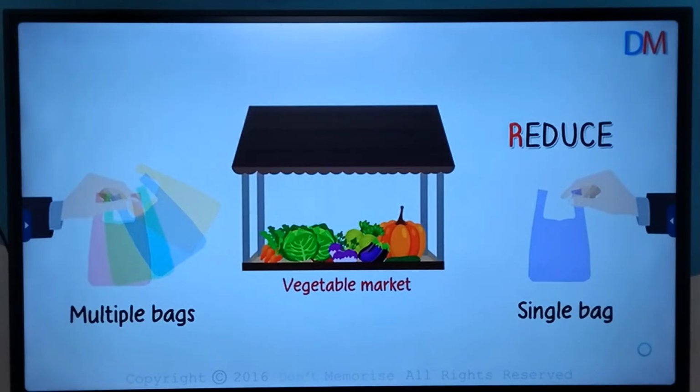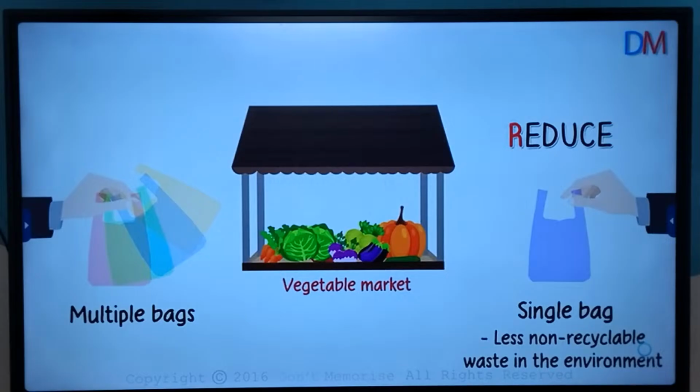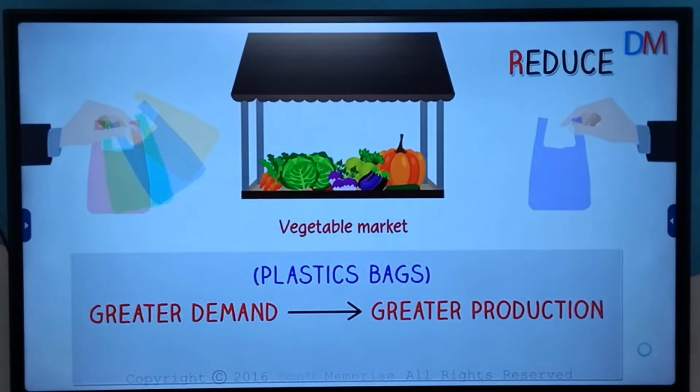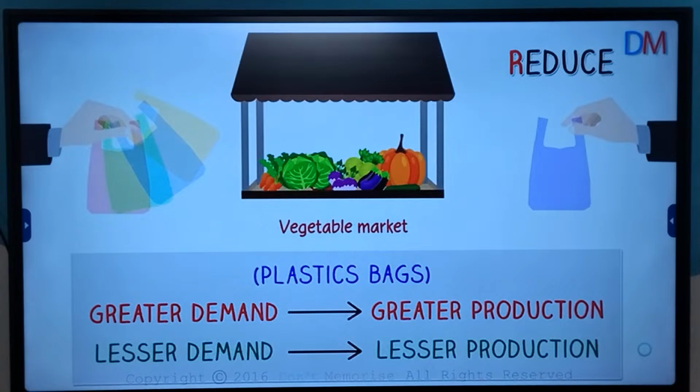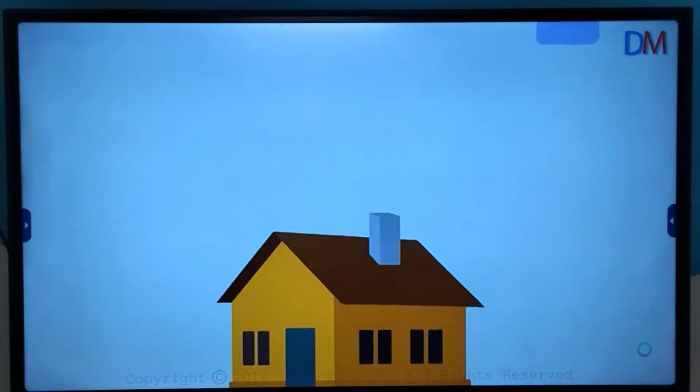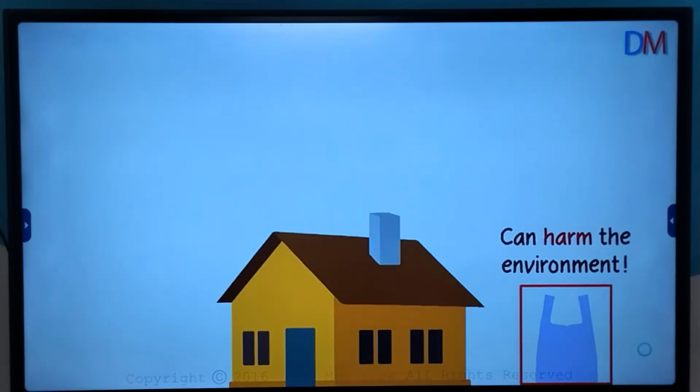That's great because it will mean less non-recyclable waste in the environment. If you reduce the number of plastic bags you carry, you can reduce the production of it as well. Greater demand leads to greater production. You refuse, and lesser demand could be lesser production. Now, because you just could not refuse the plastic bag and you had to carry the vegetables home, you have one plastic bag. One non-biodegradable bag, which could harm the environment.